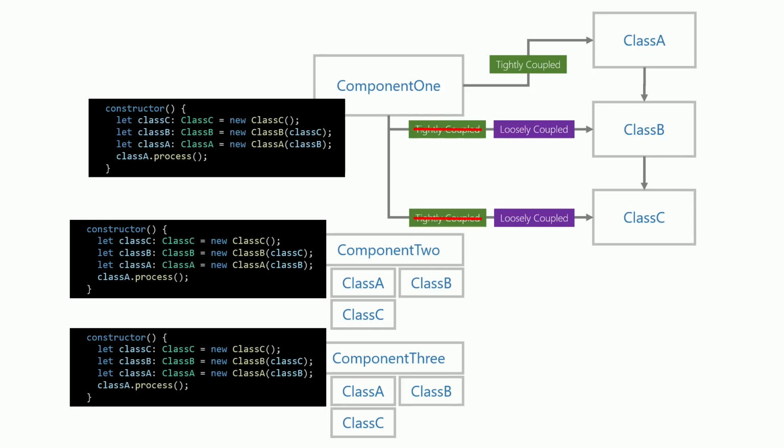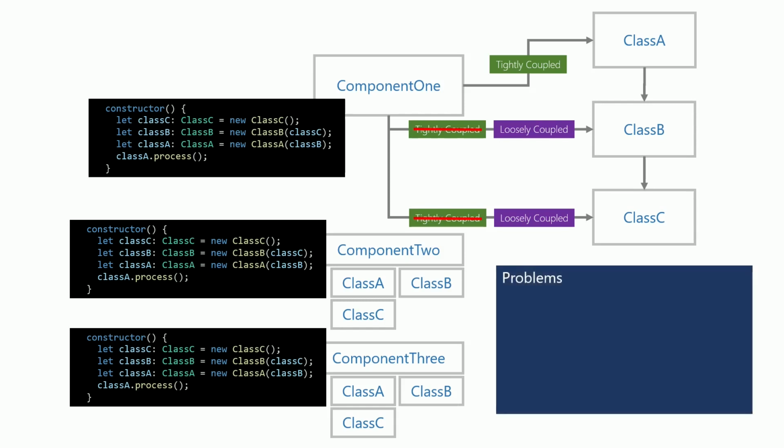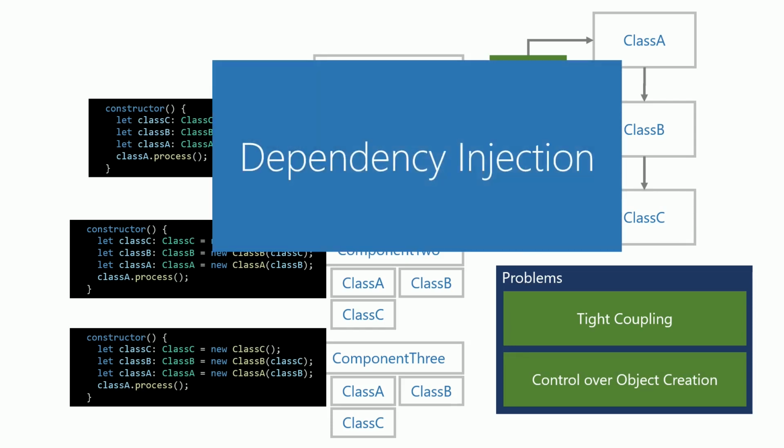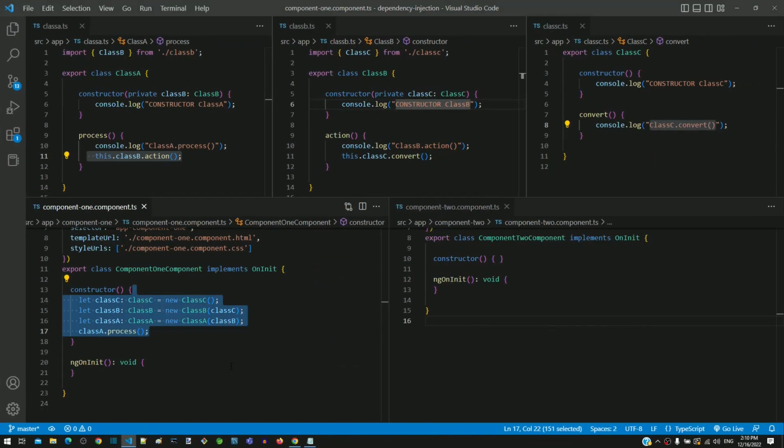Let me highlight the two problems that we are trying to solve. The first problem is tight coupling. The second problem is that we are not able to control the creation of dependent objects. Dependency injection design pattern helps to solve these two problems. Now I will demonstrate how dependency injection available in Angular helps to solve these two issues.